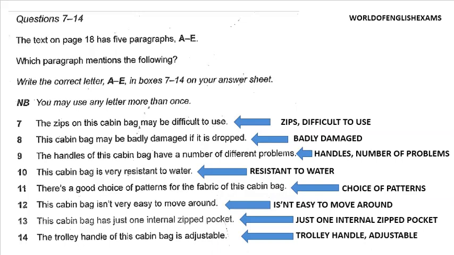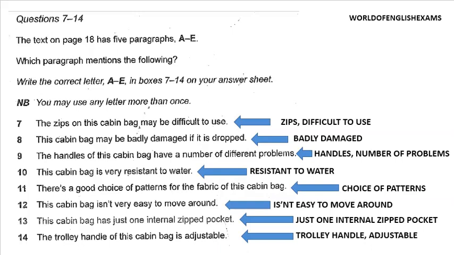Now here we can find NB, which means I have confirmed that at least one of the paragraphs will be repeated twice. So let's see what it is. But before that, first we are going to read all the statements and analyze the keywords. First one, the zips of this cabin bag may be difficult to use. So what are the keywords? Clearly, you are not going to underline cabin bags because all the statements contain that word. So it's better to avoid that. Here the keywords are zips and difficult to use. That means I got an idea that it is very difficult to open and close the zips on this bag.